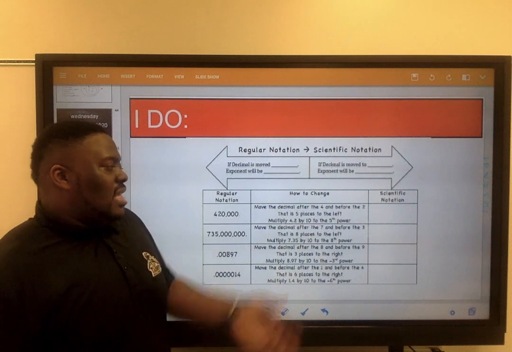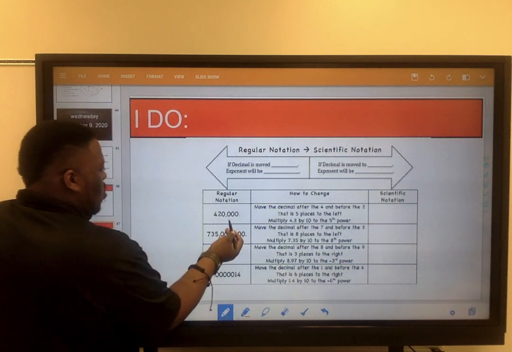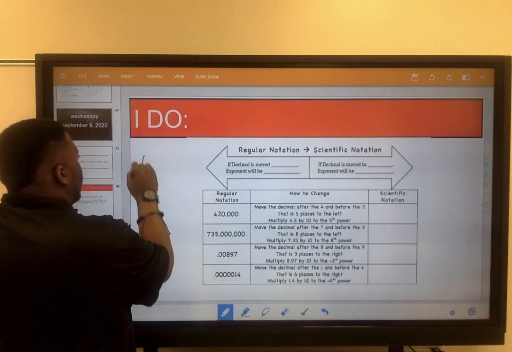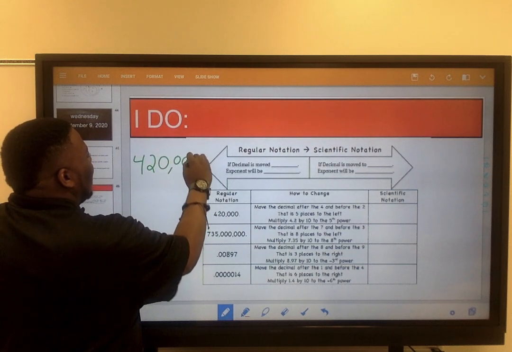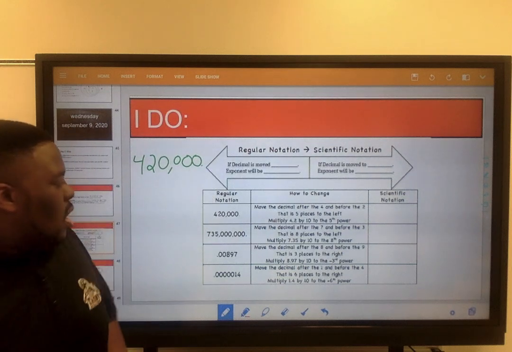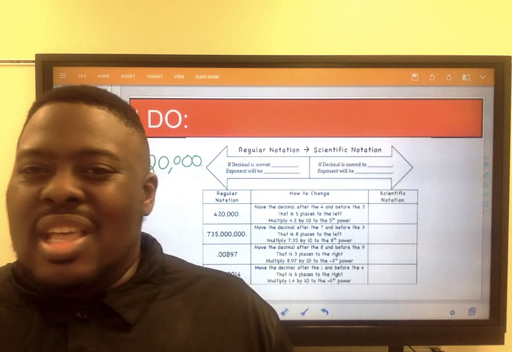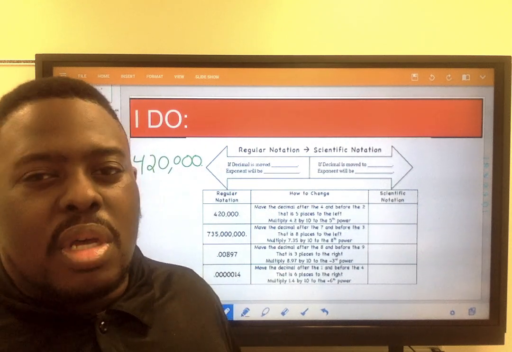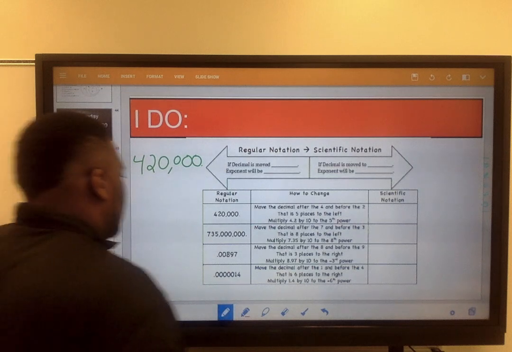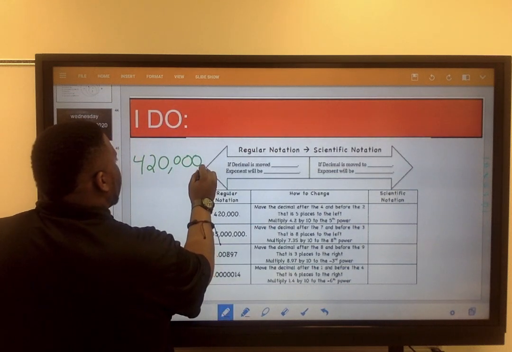We want that in scientific notation. We will start where the decimal is. I'll rewrite this up here for y'all. Hopefully it's not too ugly. You may not see it on your paper, but after a whole number, it's always a decimal. The decimal is after the whole number. So we want to start from the decimal.